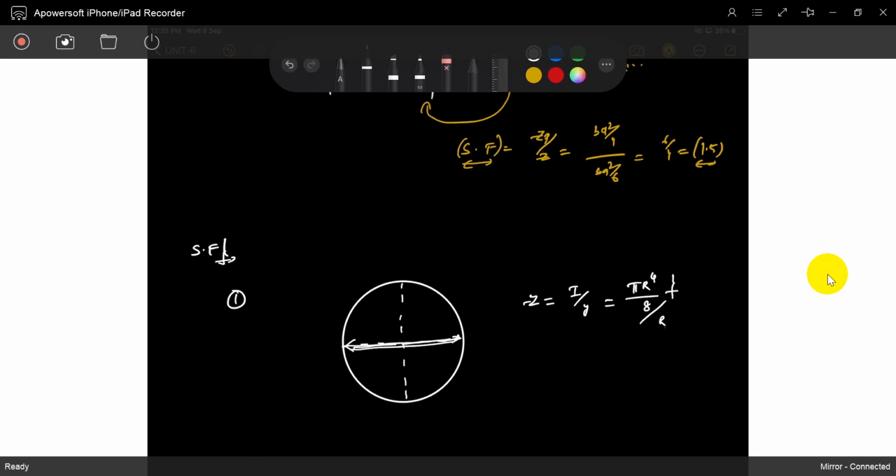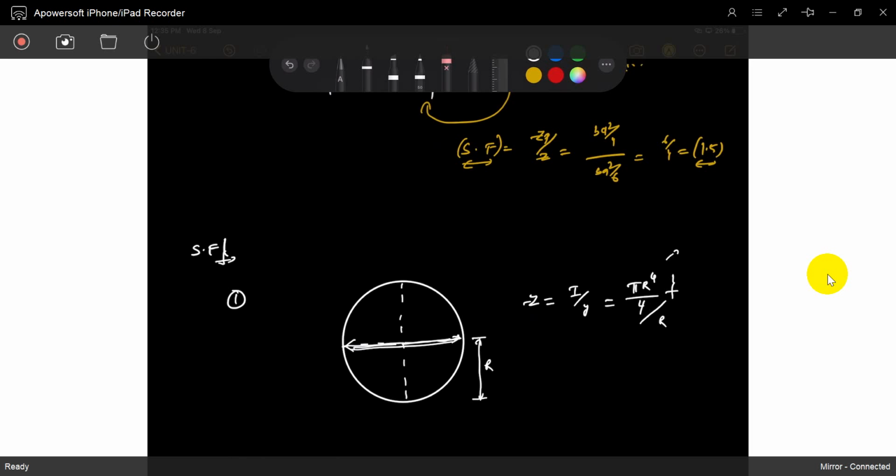Divided by y. Y is what? Y is r by 2, no, not r by 2. It's r. If you take it as r, y is r. So exactly, sorry, it is not pi r power 4 by 8. It's pi r power 4 by.